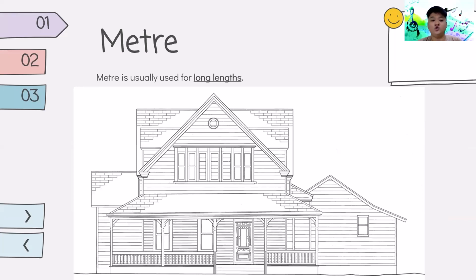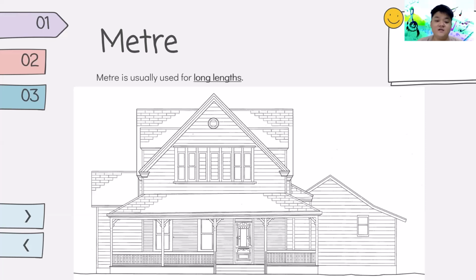Alright? So now let's look at meter. Meter is usually used for longer lengths, but not as long as kilometer. For example, you want to measure how long is your bed, or how long is your wall, or how long is the car. Okay, so we can use meter. It's for a longer length, but not as long as kilometer.